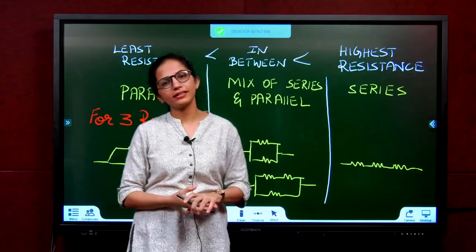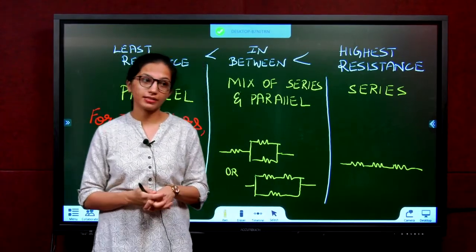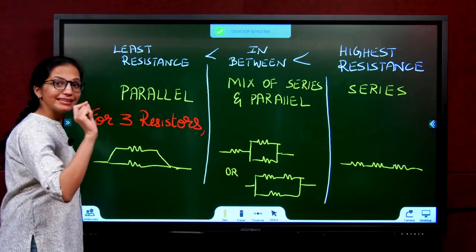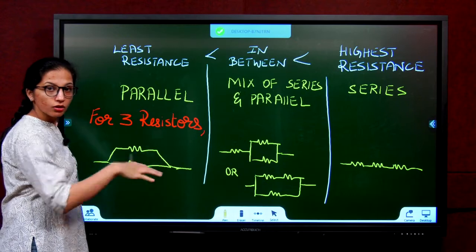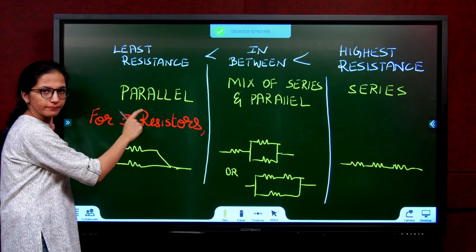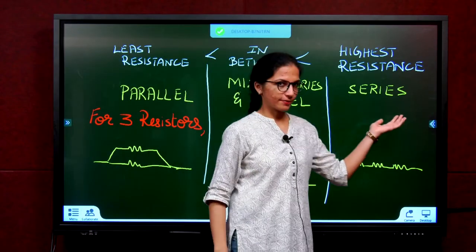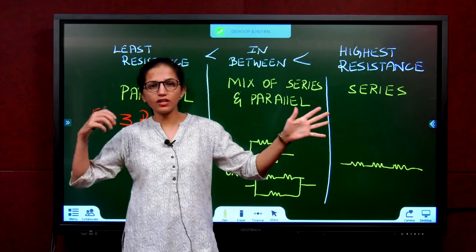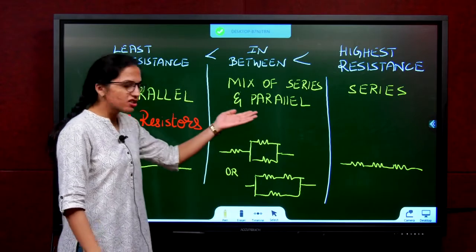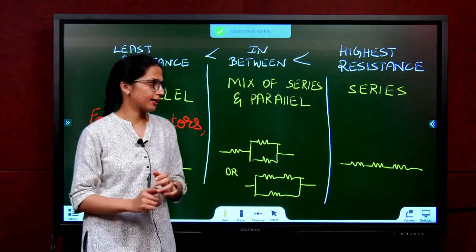Now let us just summarize. When do we use series? When do we use parallel? How do you decide what to do? Whenever you want the least resistance, the least possible value for the total combination, go for parallel. If you want the highest possible value, go for series. If you want something in between, neither the highest nor the least possible value, go for a mix of series and parallel. How? We will see an example next, you will understand.